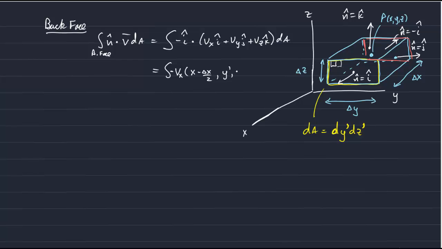Our dummy variables are y prime and z prime. And then we have dy prime dz prime. And we have this double integral. And that leads to, after we carry out that integral, minus the mean velocity on that face, which again is described as the value at the right point on that face, where the velocity is equal to the mean. And we have dy dz, so delta y and delta z.